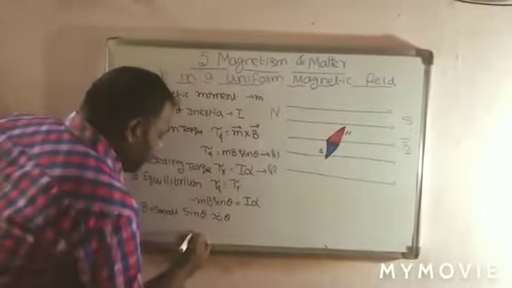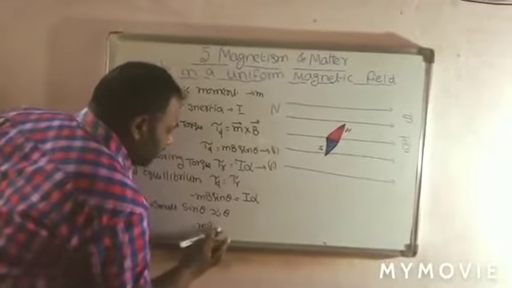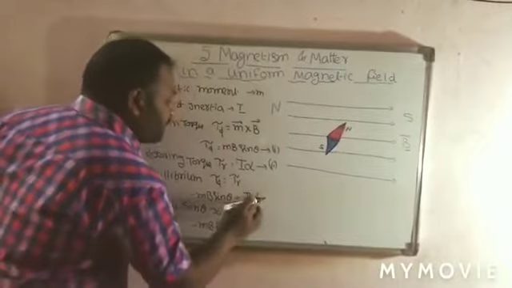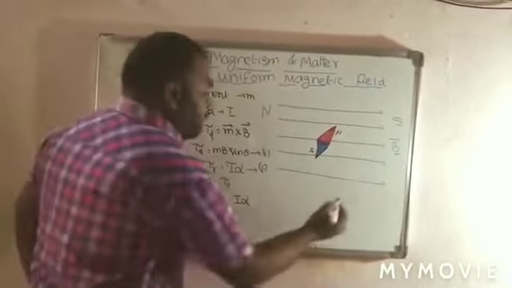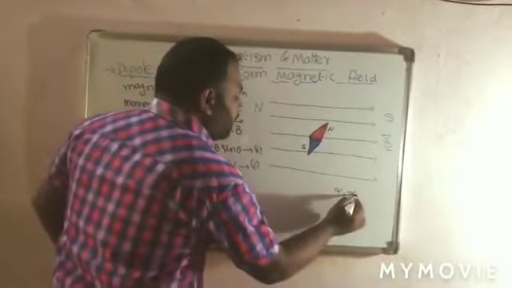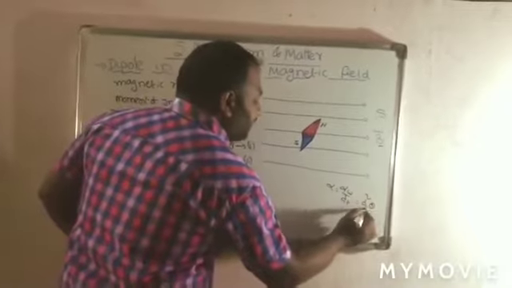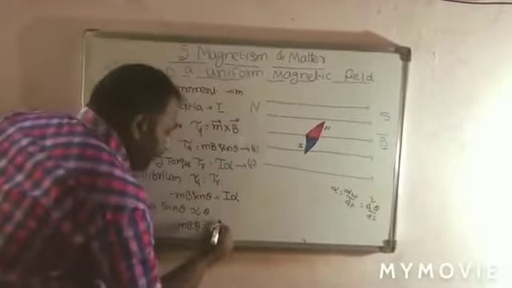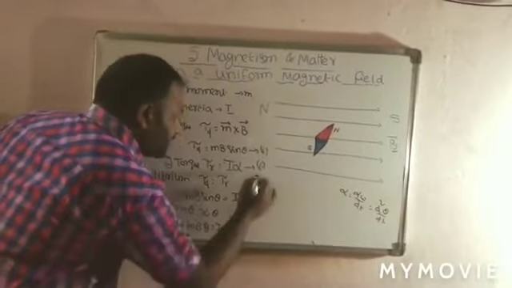From that we are going to write it as minus mb sin theta equals I into alpha. What is alpha? Alpha is the angular acceleration. Here alpha is equal to d omega by dt, which is equal to d square theta by dt square. Finally, alpha can be written as I into d square theta by dt square.